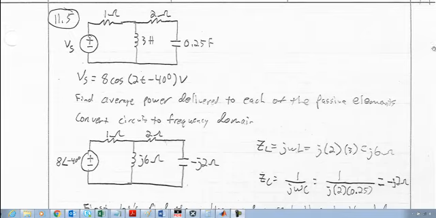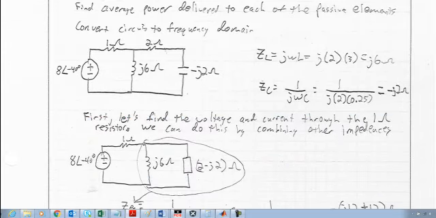Likewise, the impedance of the capacitor is 1 over j omega C, omega being 2, C being 0.25. This works out to be 1 over 1/2 j. And if you don't want to keep the j in the denominator there, this ends up just being negative j2 ohms. And so now we have this in complex representation for all of the impedances that we have in the circuit.